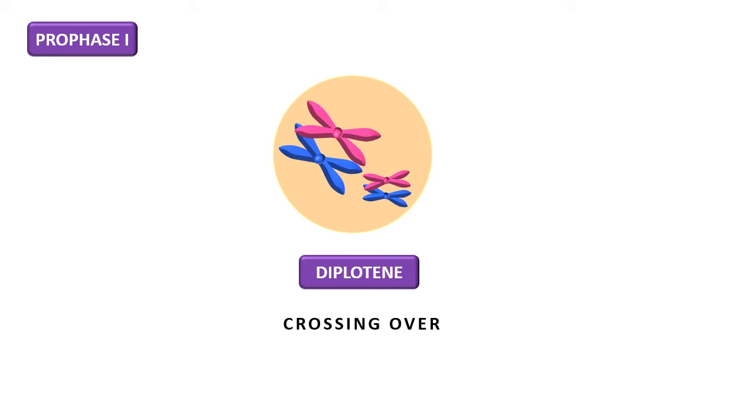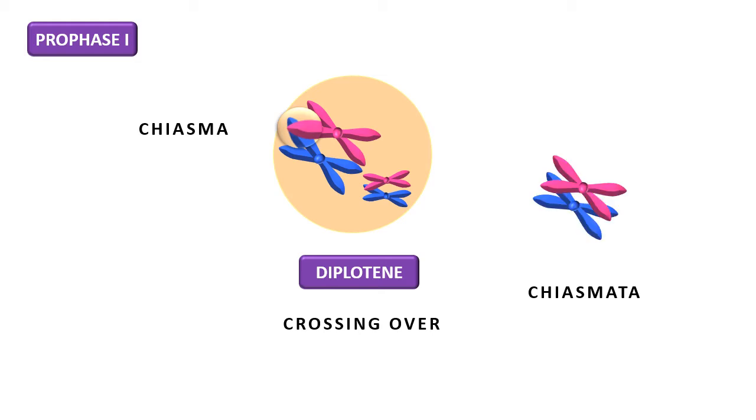The specific region along the length of a chromosome, where the overlap or crossing over took place, is called chiasma. Its plural form is chiasmata. That means it is possible to have 2 regions of overlap between members of a homologous pair.